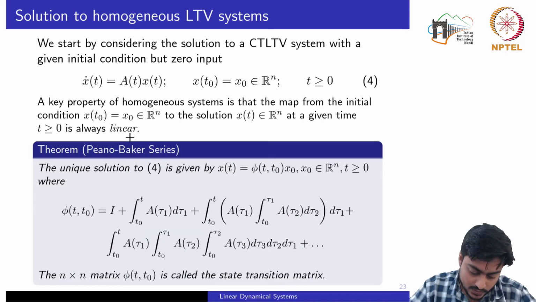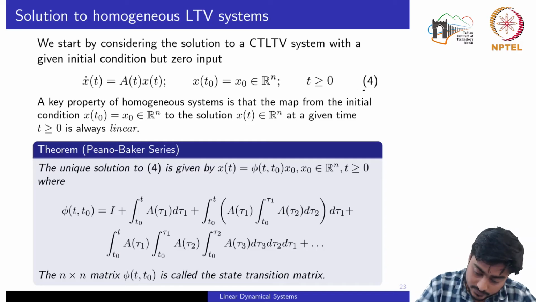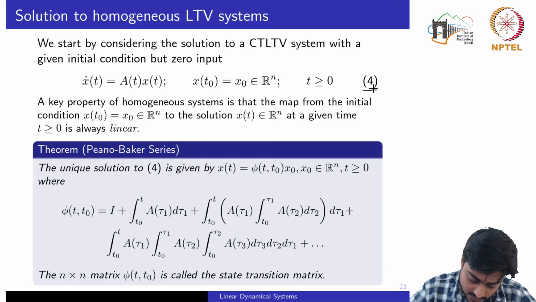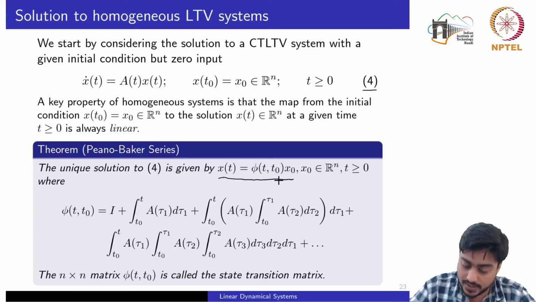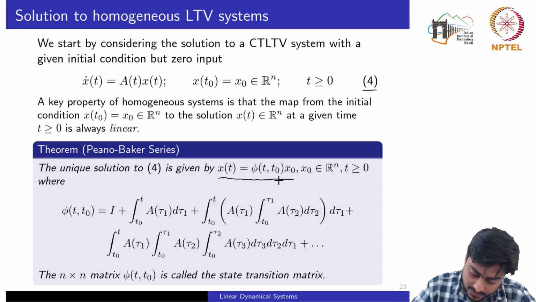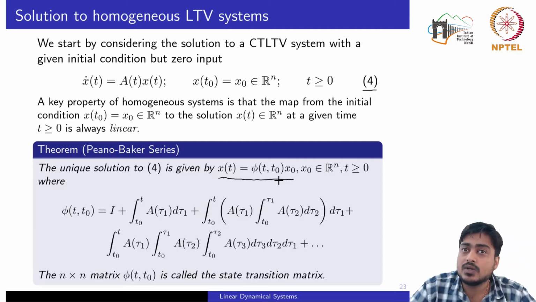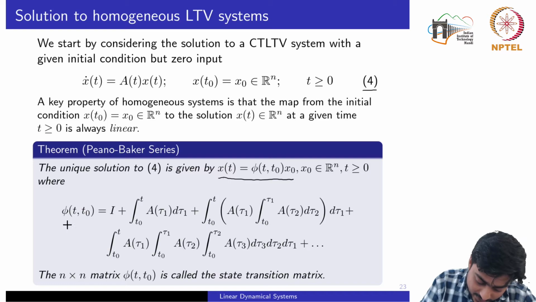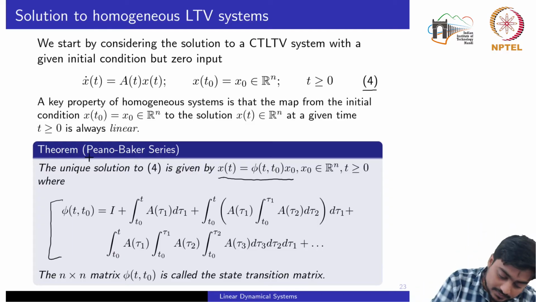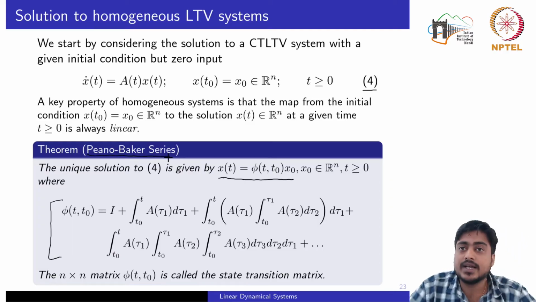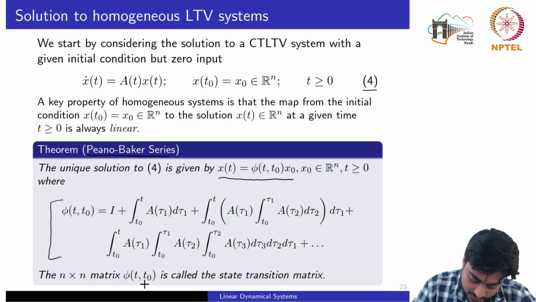Now we introduce one theorem which gives us the solution of equation 4, the homogeneous LTV state space equation. The unique solution to 4 is given by x(t) equal to phi(t, t naught) times x naught, where x naught is the initial condition, and this response is valid for t greater than or equal to t naught, where phi(t, t naught) is computed by this never-ending series which we call the Peano-Baker series. This n cross n matrix phi(t, t naught) is called the state transition matrix.